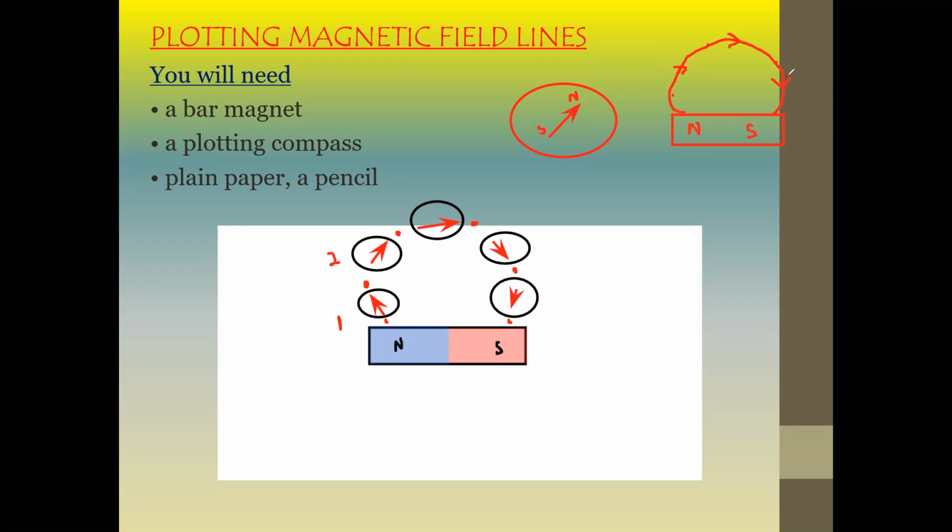Is it clear how it is done? Plotting a magnetic field of a bar magnet. The procedure, is it clear?